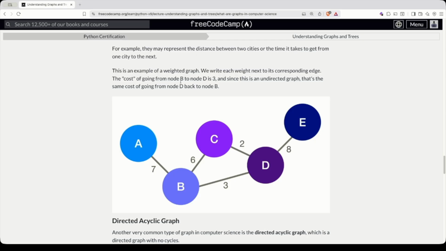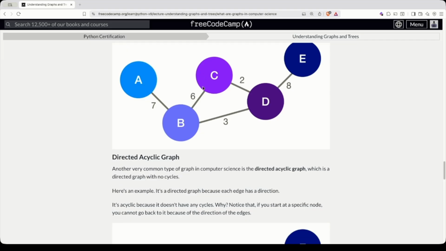The cost of going from node B to node D is 3, and since it is an undirected graph, that's the same cost as going from D back to B. 7, 6.